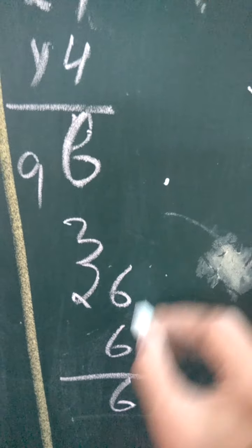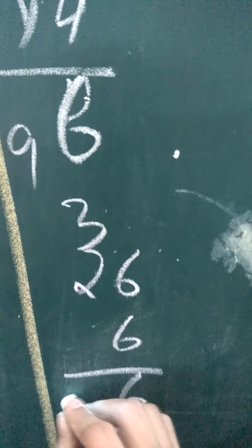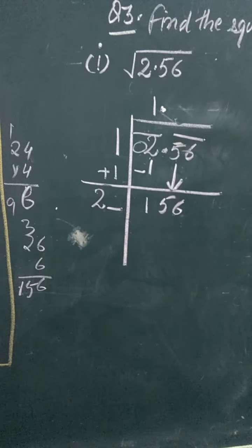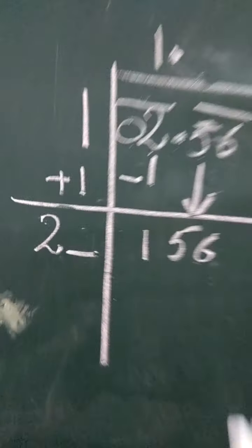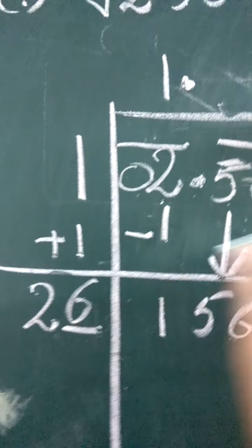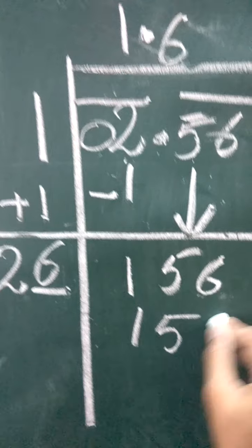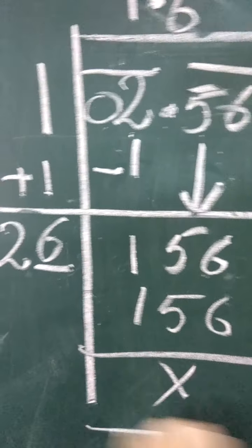6 6s are 36, carry 3. 6 2s are 12 and plus 3, 156. Yes, so our number is 156. So let us take 6 with 2. So 26 6s are 156. So the remainder is 0.